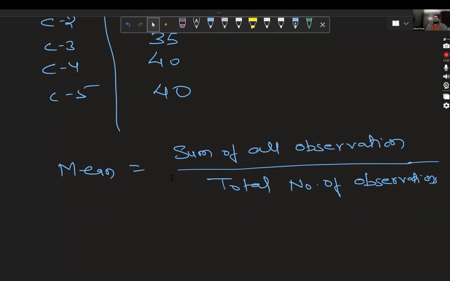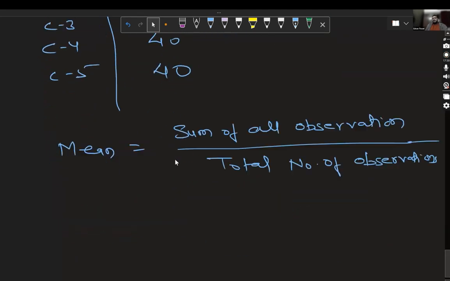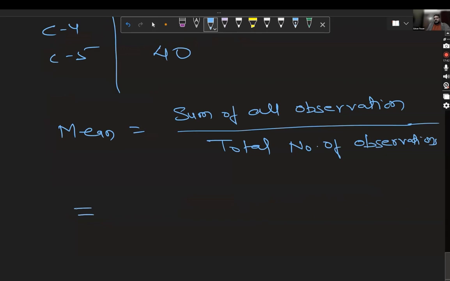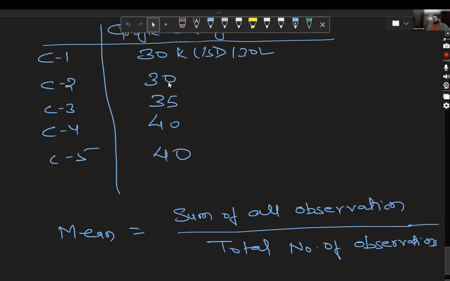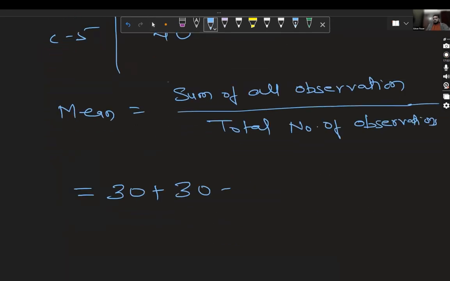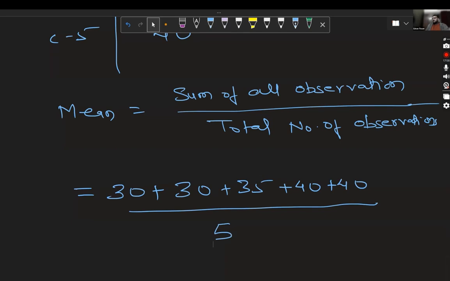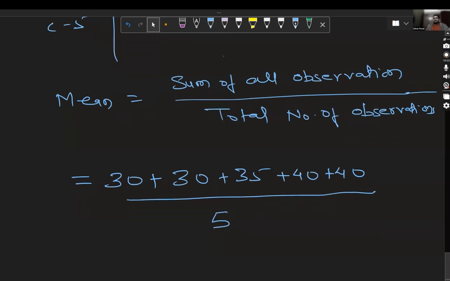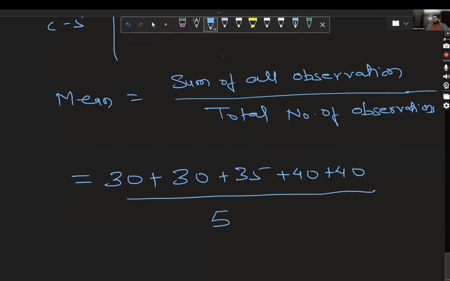So let's learn how we calculate mean in this situation. What are the data points I have? I have 30 plus 30, then 35 and 40 and 40, right? And how many observations do I have? 5. So let's quickly sum it up. 30 plus 30 is 60, 60 plus 35 is 95, plus 40 is 135, plus 40 is 175. So the total is 175 by 5. The average value which I would be getting is 35.